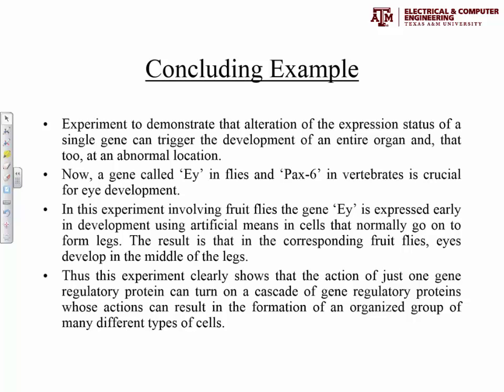In this experiment involving fruit flies, the gene EY is expressed early in development using artificial means, in cells that normally go on to form legs. For the last 40 years we have had the technology to do that. In fact, even in this center there is technology to do this kind of manipulation. Like Mike Bittner, some of you may be familiar with him. He has the techniques to take cancer cell lines and put in different mutations and things like that.